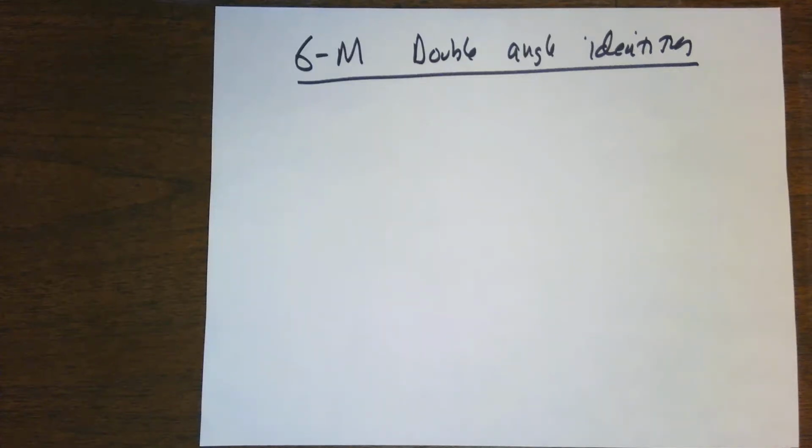Good morning, IB Math. All right, moving on to 6M. Now we're going to focus on the double angle identities. And I want to kind of derive these for you a little bit so you can see how we came about them.